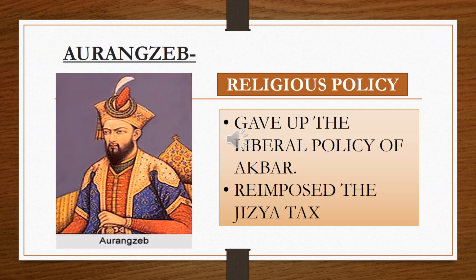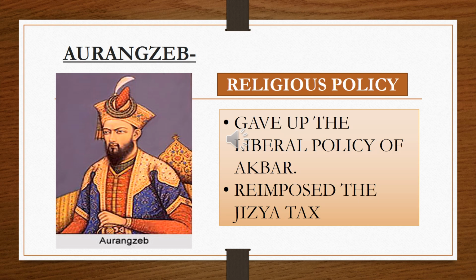Aurangzeb. Shah Jahan's son Aurangzeb is the last well-known Mughal emperor. He ruled for a long period of 50 years, and during this period the empire expanded in all directions. But in the end it declined rapidly.